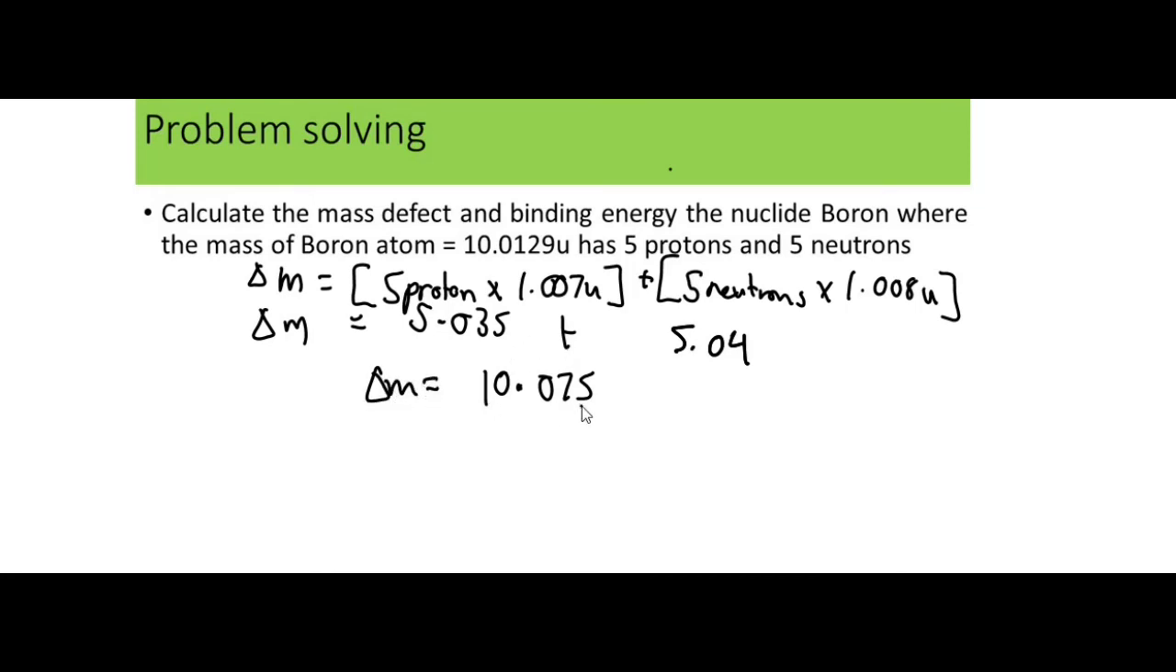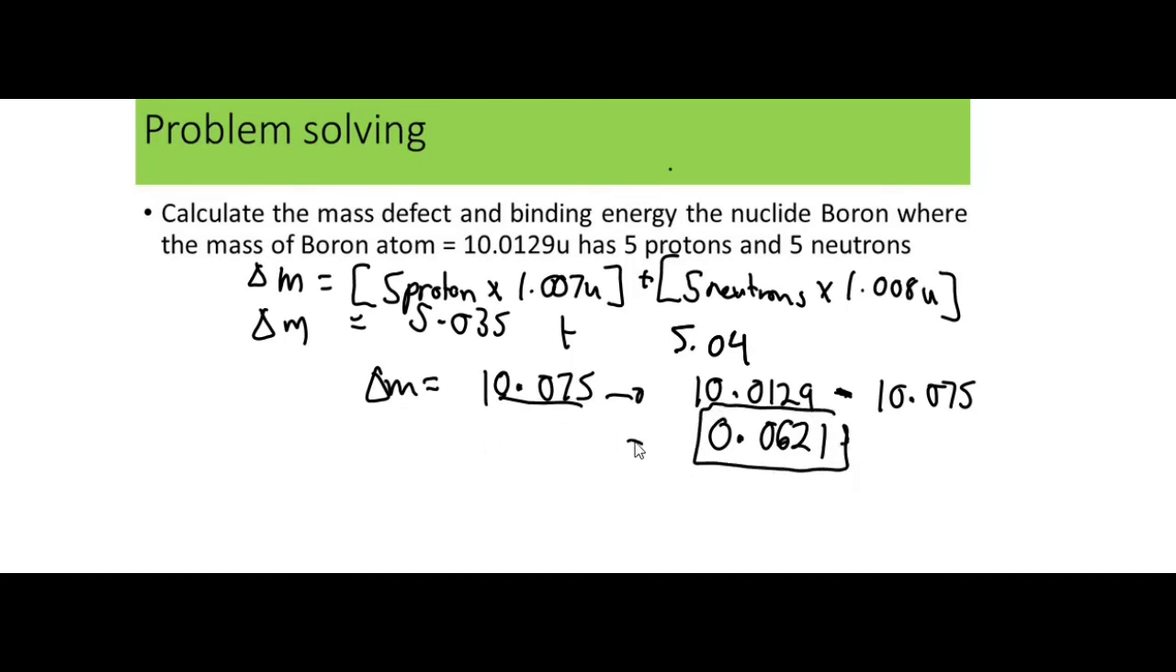And then let's subtract this from 0.019 minus 0.075. 0.0129 minus 0.75, we will have 0.621.